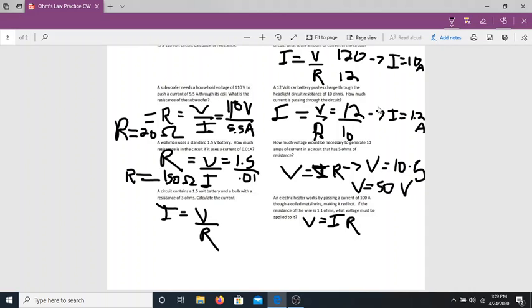Okay, and I apologize if it seems like I'm going fast, but I promise these are very simple. Just plug them into the formula. If you have questions, shoot me an email because I'm happy to answer them at any point in time.